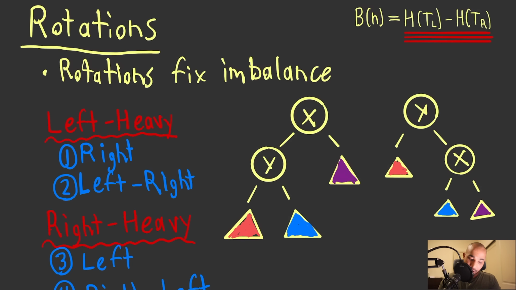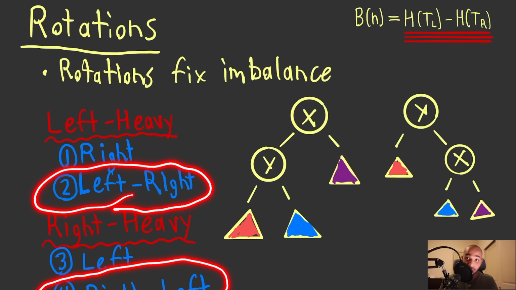Specifically, if we're left heavy, we're going to do a right rotation, or a left rotation and then a right rotation. We would call it a left-right rotation. And we're going to see exactly what these look like. No worry about that. If we're right heavy, we're going to throw nodes over to the left. We can do a left rotation, or we'll do a right rotation first and then a left. These two are confusing at first, until we see examples of what they look like.